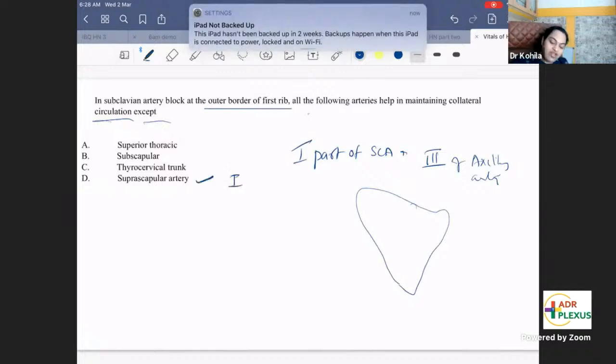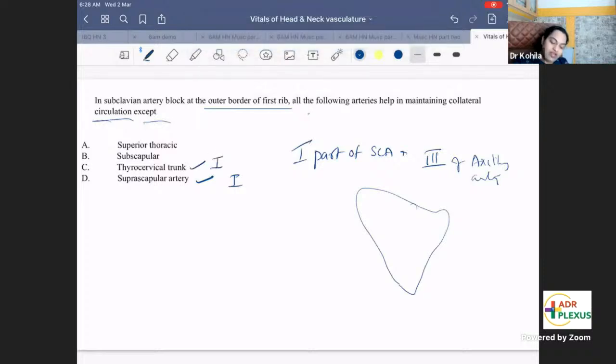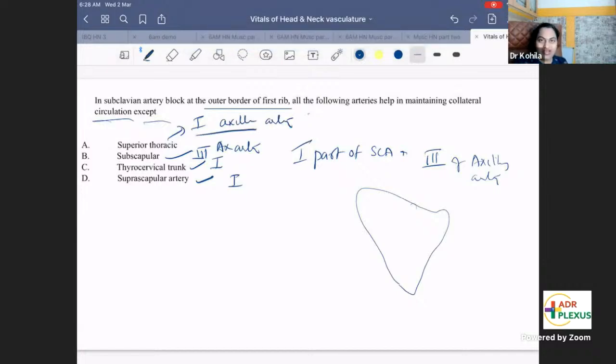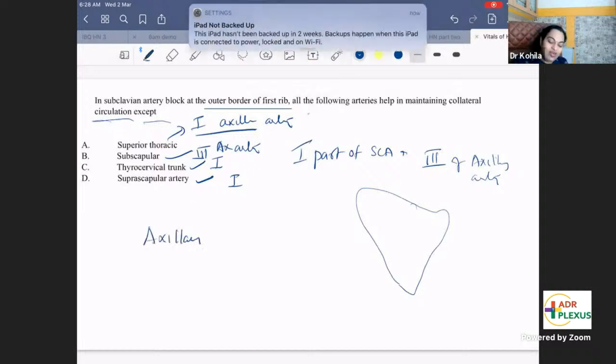Suprascapular artery from the first part of the subclavian artery. Thyrocervical trunk, yes, from the first part of the subclavian artery. And subscapular artery from the third part of the axillary artery. Okay. Superior thoracic artery is a branch coming from the first part of the axillary artery that is not involved in the scapular anastomosis. Okay.